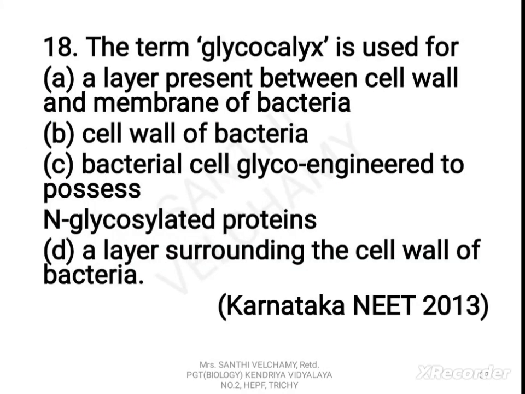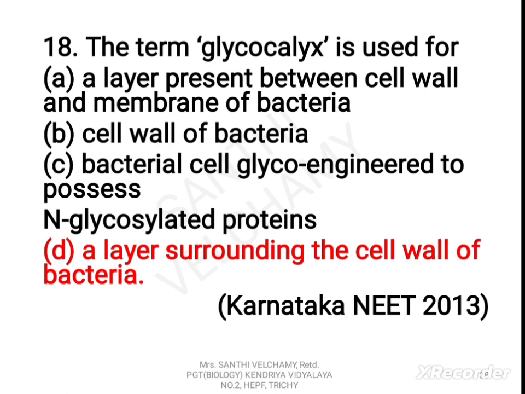Now 18th question. The term glycocalyx is used for A. A layer present between cell wall and membrane of bacteria. B. Cell wall of bacteria. C. Bacterial cell glyco-engineered to possess N-glycosylated proteins. D. A layer surrounding the cell wall of bacteria. The correct answer is D.